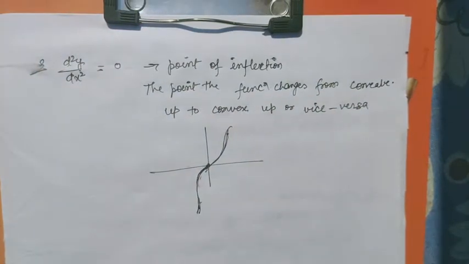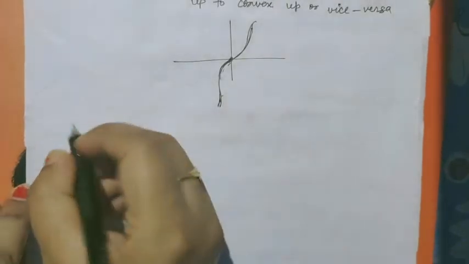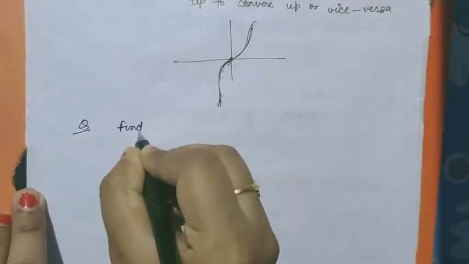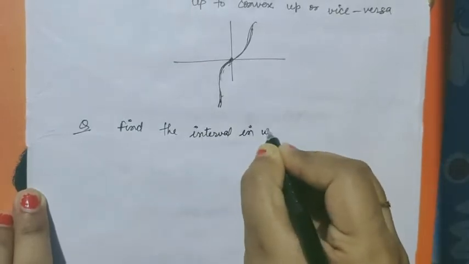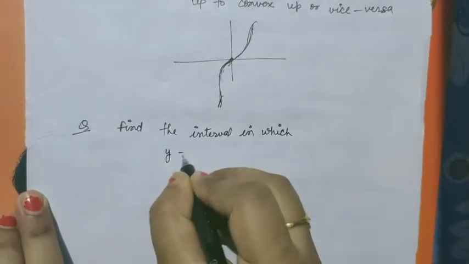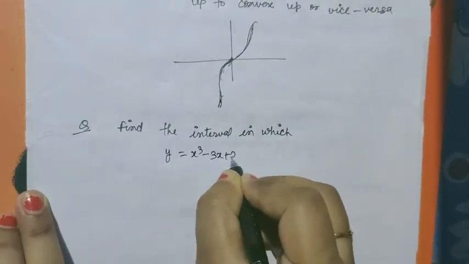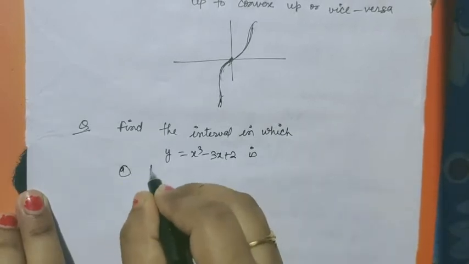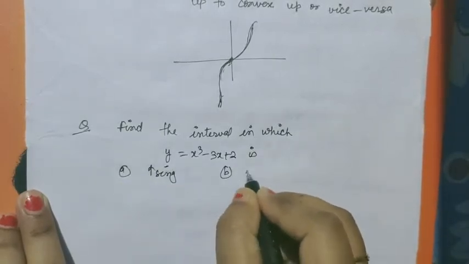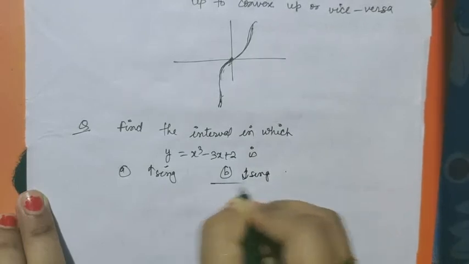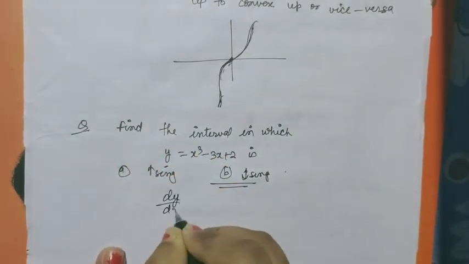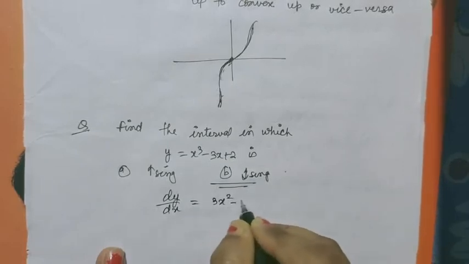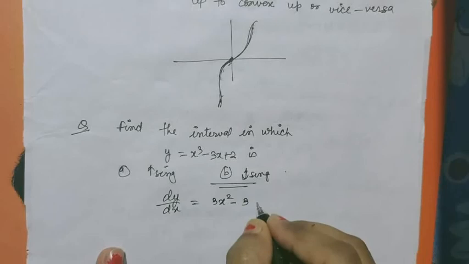Now I'm taking one last question. Find the interval in which y equals x cube minus 3x plus 2 is, first, increasing, and second, decreasing. So for this, what will we calculate? First we will calculate dy by dx. So dy by dx will be 3x square minus 3x, sorry, 3.